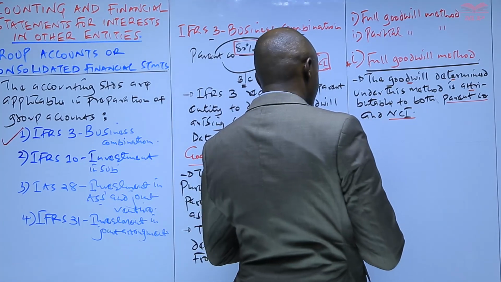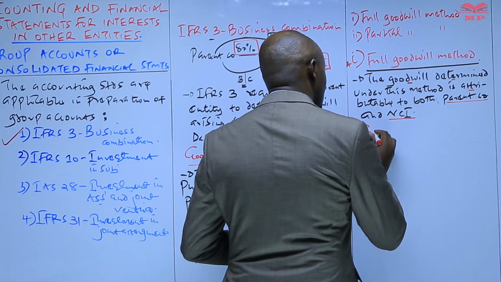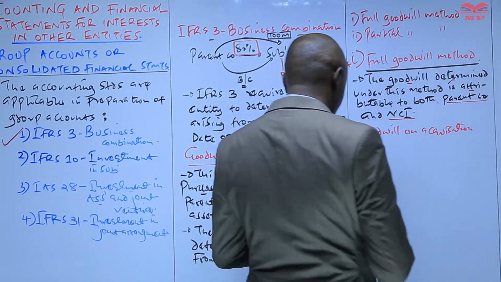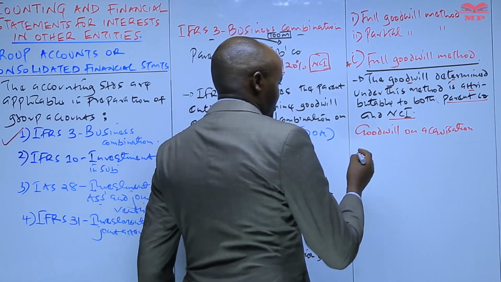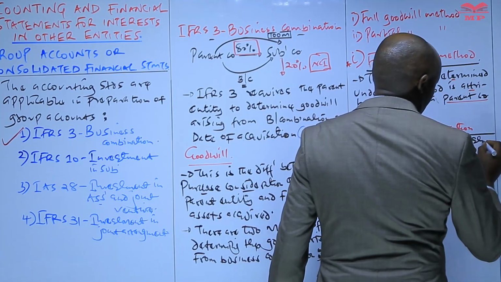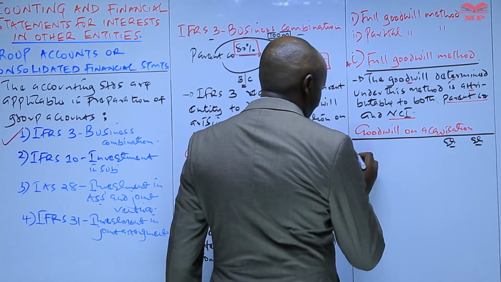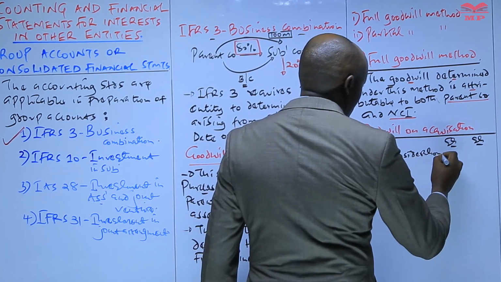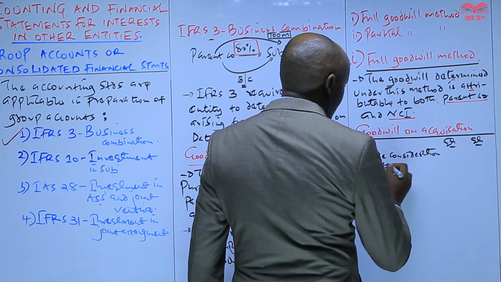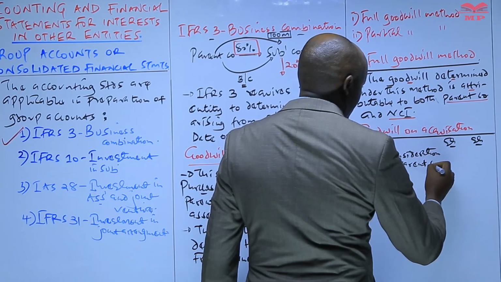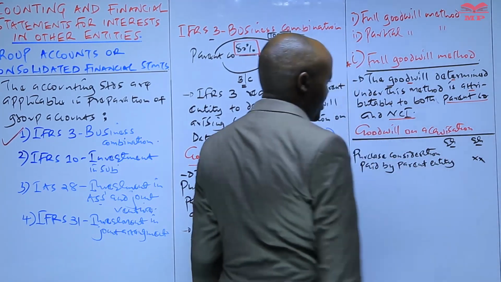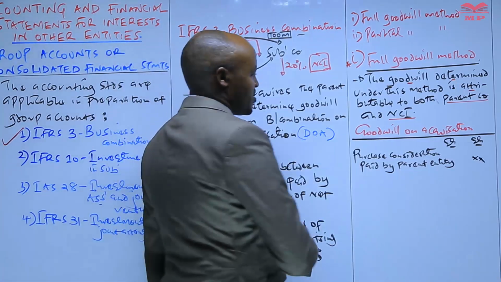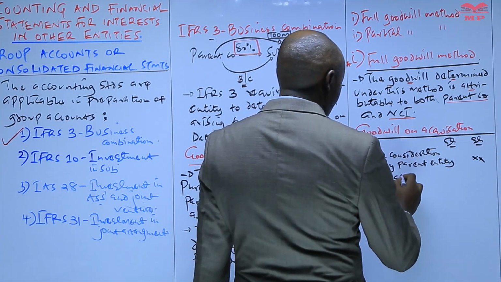So let's look at how we determine this goodwill. We refer to it as goodwill on acquisition, or in other terms, the goodwill arising from business combination. In this case, we need to have two columns. Always we start with the purchase consideration paid by the parent entity. When the parent entity acquired 80% of the shares in the subsidiary, how much was paid by the parent entity? And then to this we add something called NCI at fair value.